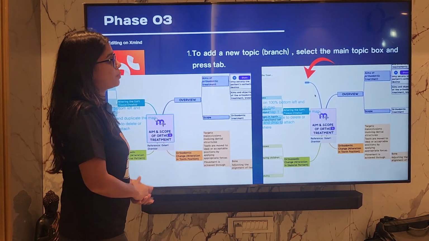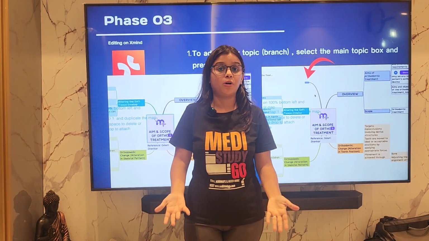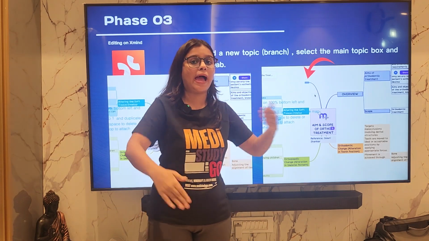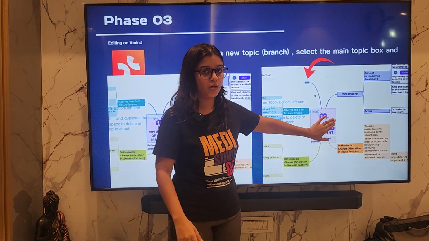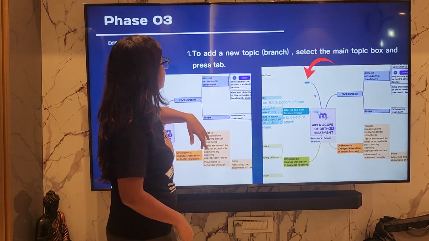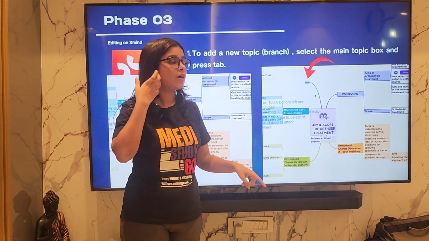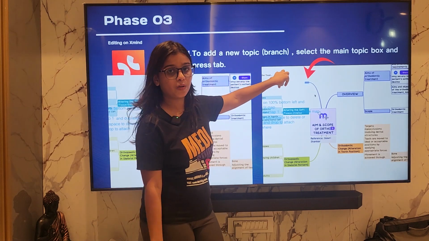To add a new topic, okay, a lot of times suppose your content creator has forgotten a particular topic and you as a person revising this particular mind map needs to add a topic, then you will have to click on the central branch. Okay, click on the central branch and then press tab on your keyboard, press tab. Okay, that's going to make a new topic, a new branch come out of the central topic. Okay.